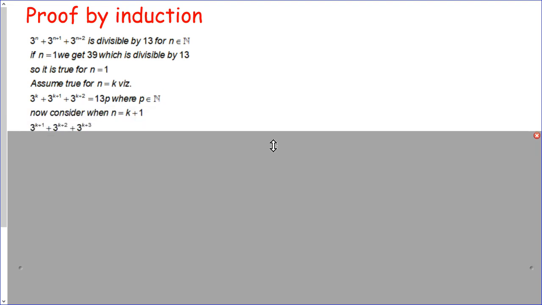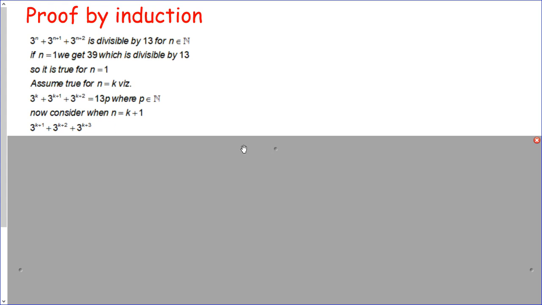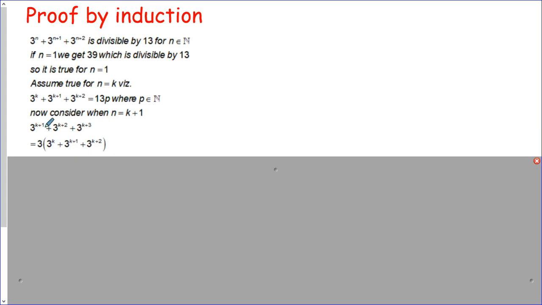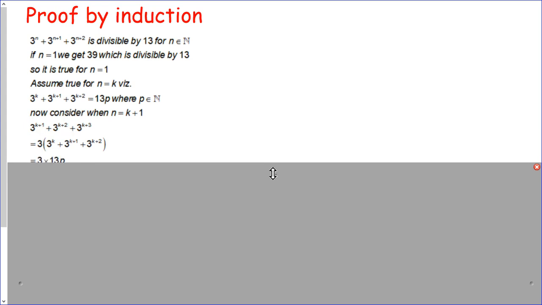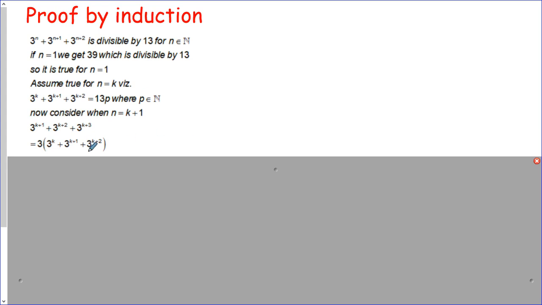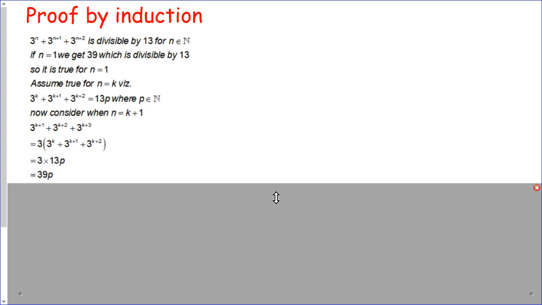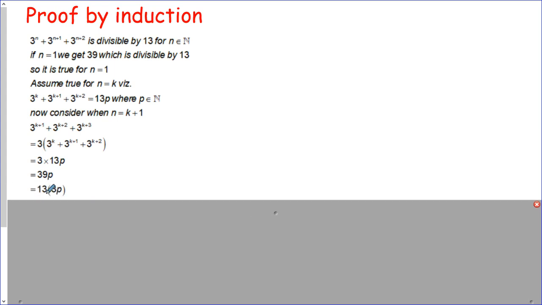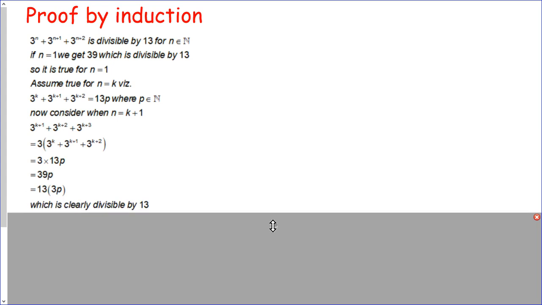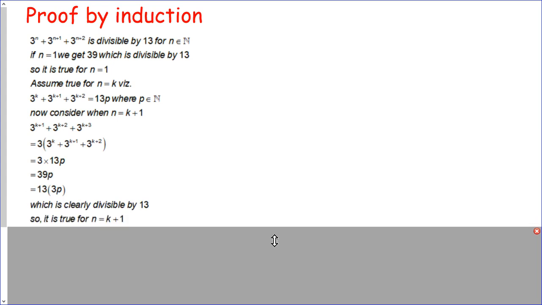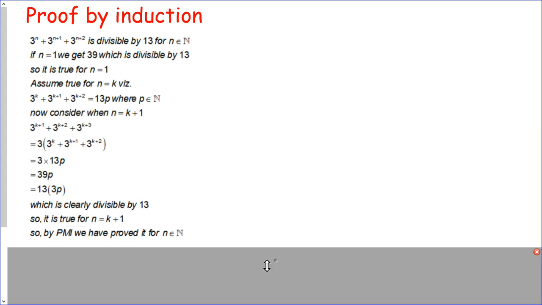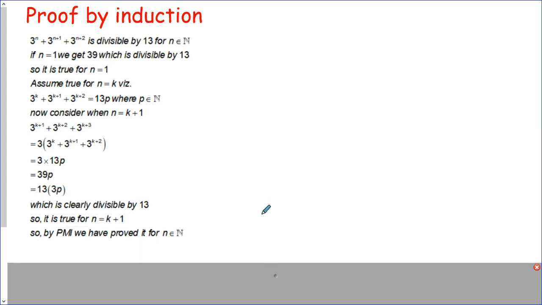Now we consider when n equals k plus 1, and so we're looking at this thing. Again, it's just manipulation, but basically I'm going to factor out a 3 here. I can't divide out a 3 because this is an expression. Now I know from my assumption that this can be written as 13p. So I actually get 39p, and 39p is clearly divisible by 13. I've shown that over there. Therefore it's true for n equals k plus 1, and therefore, by the principle of mathematical induction, it's true for n an element of the natural numbers.